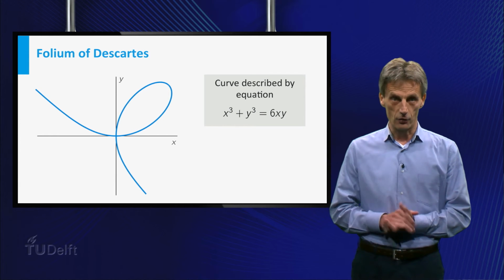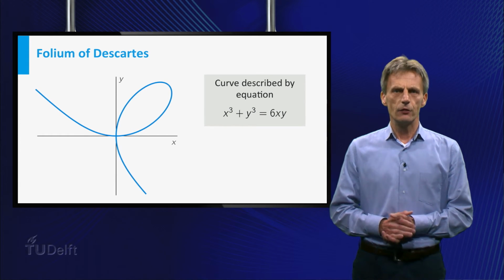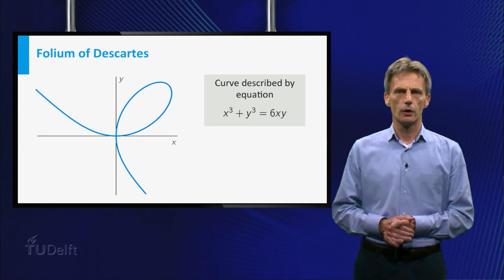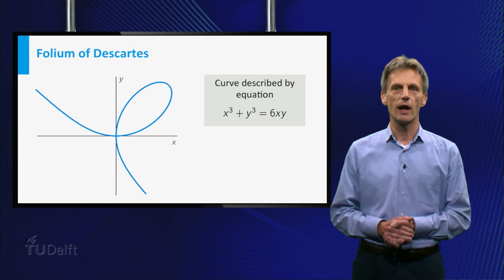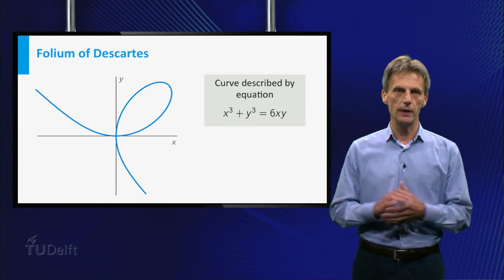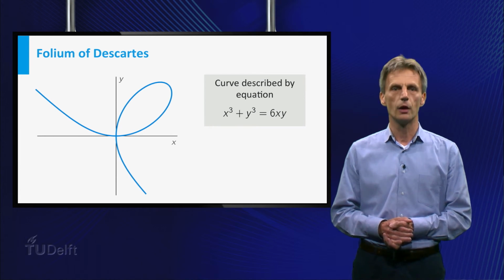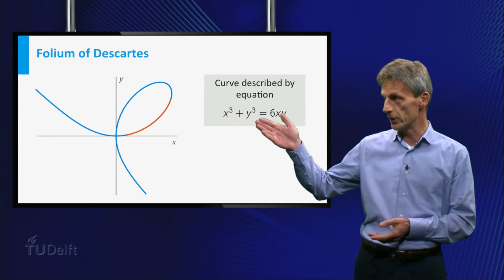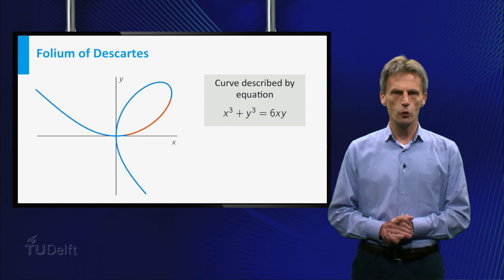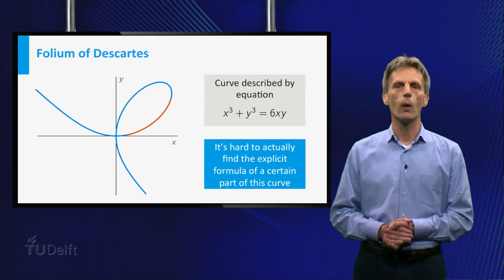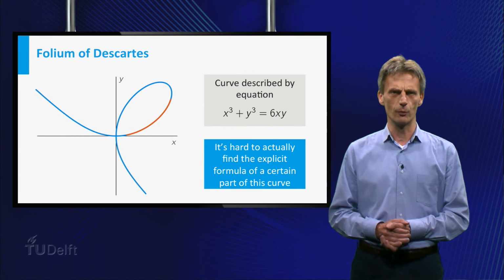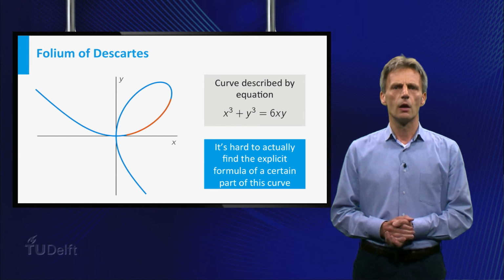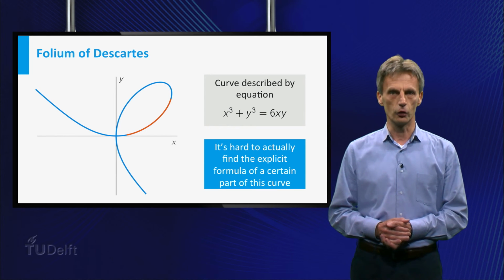Have a look at our second example. This equation describes a famous curve called the folium of Descartes. As in the previous example, this curve is not the graph of a function, it implicitly defines several functions. Again, we could focus on a part of the curve, for example, this red part here, which could be described by an explicit formula of the form y is equal to f of x. However, the computations to find an explicit formula for a part of this curve are far more difficult than in the case of a circle.